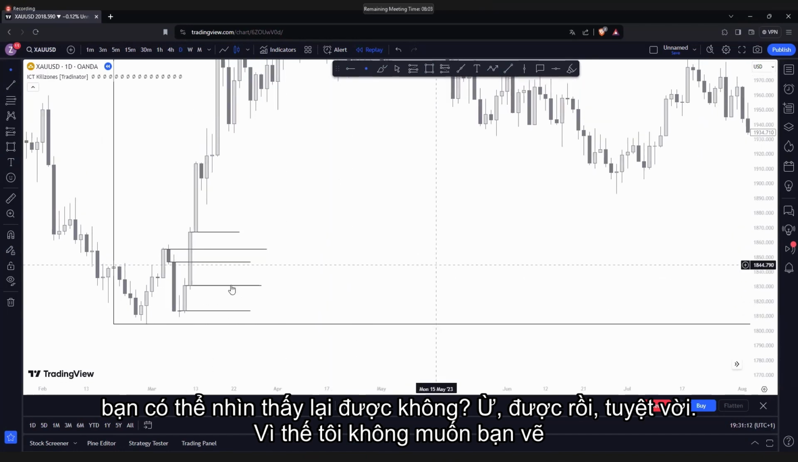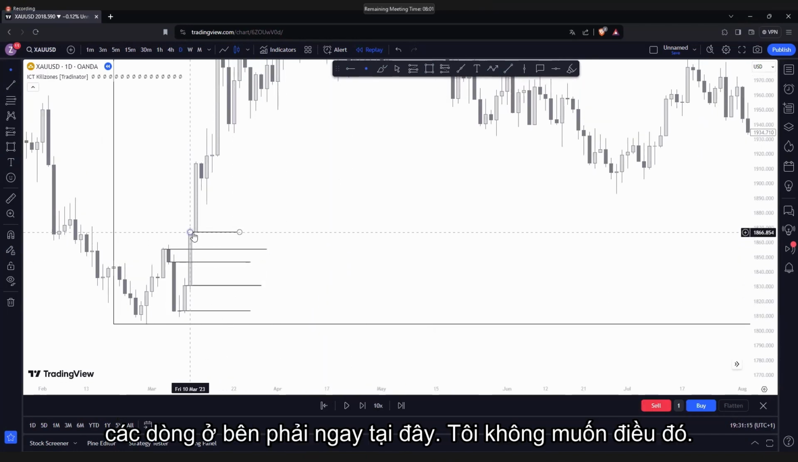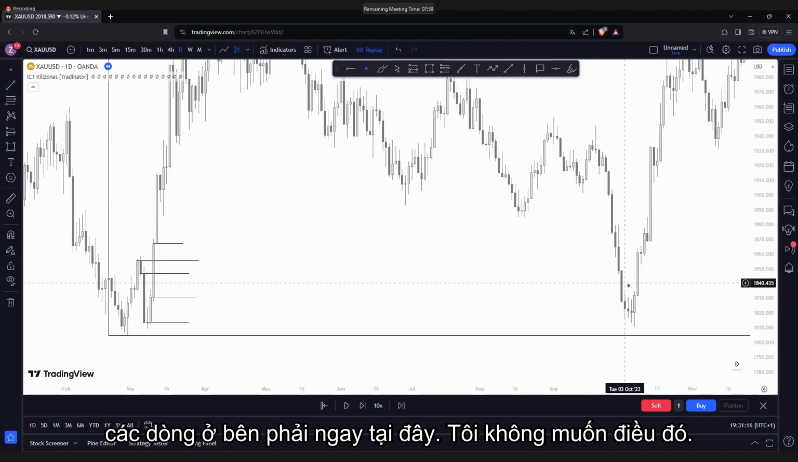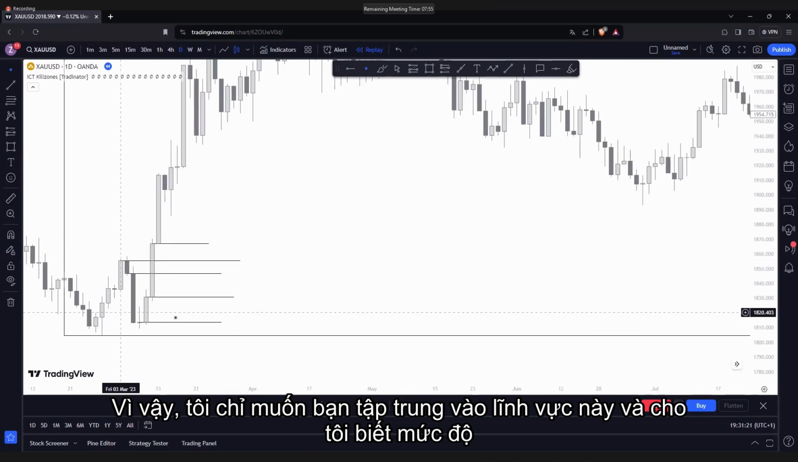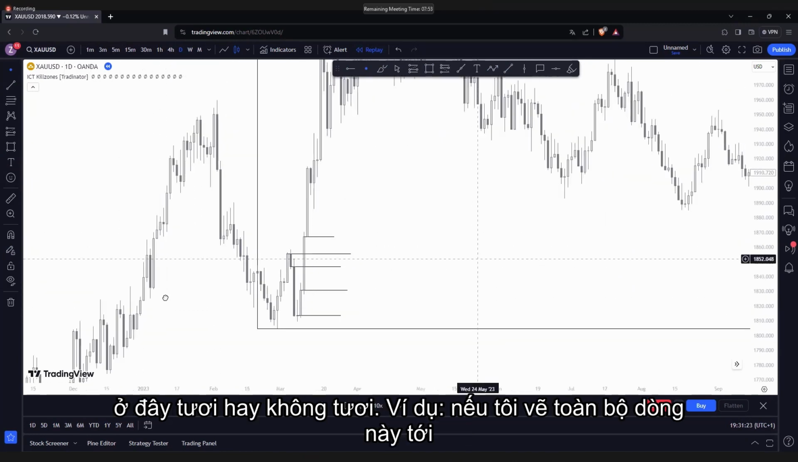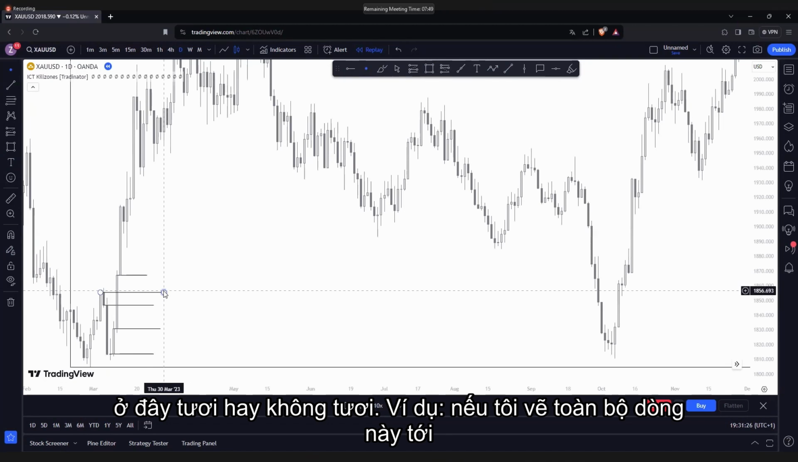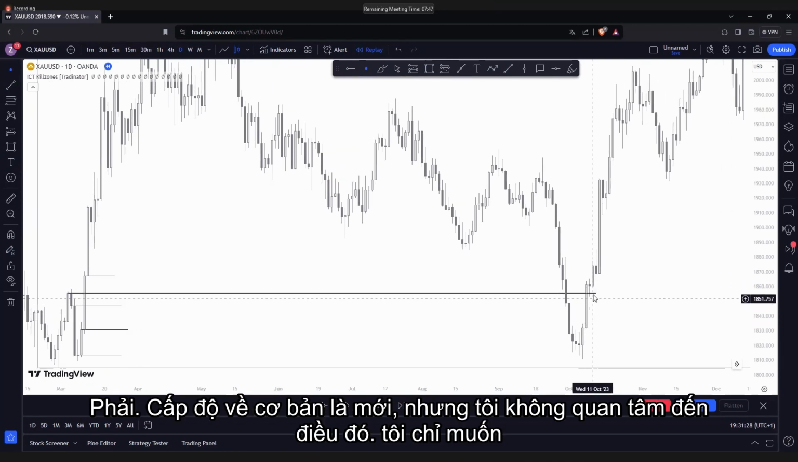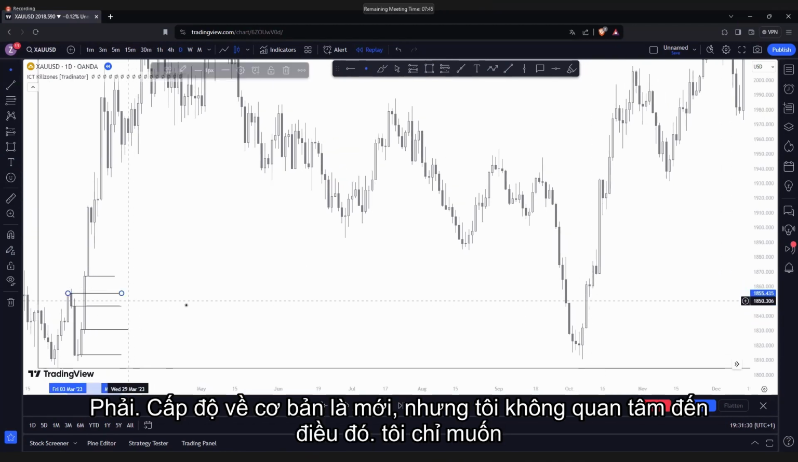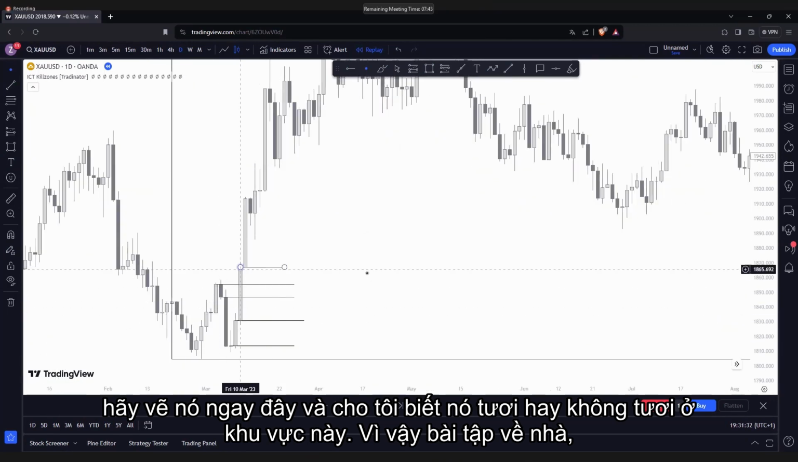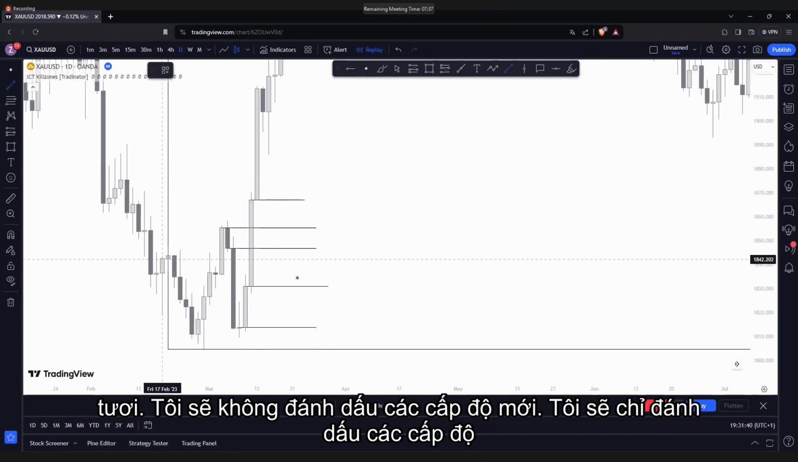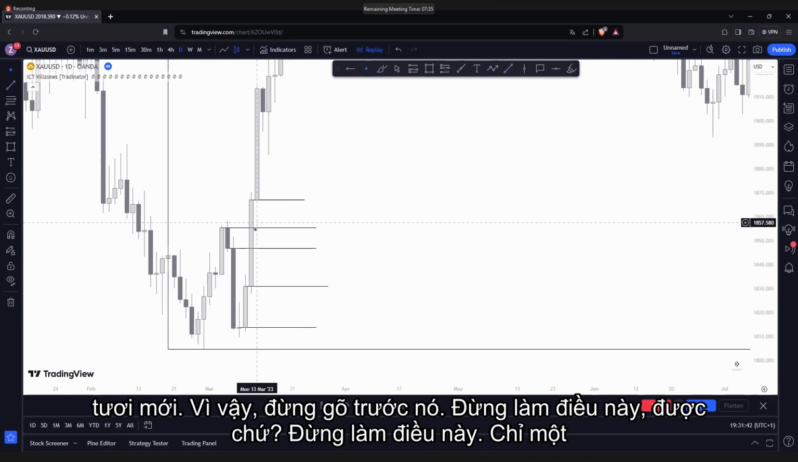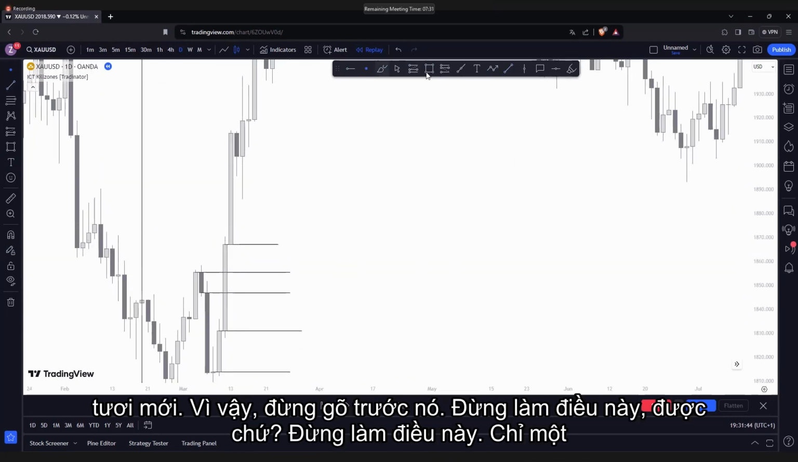Yeah, okay, amazing. So I don't want you to draw the lines to the very right here. I just want you to focus on this area and tell me if the level is fresh or unfresh here. For example, if I draw this whole line to the right, the level is basically unfresh, but I don't care about that. I just want you to draw it right here and tell me if it's fresh or unfresh in this area. So for the homework, let's say here, this is gap, gap, gap, A level, and gap. They're all fresh. I'm not going to mark the levels that are unfresh. I'm just going to mark the levels that are fresh. So don't type in front of it.